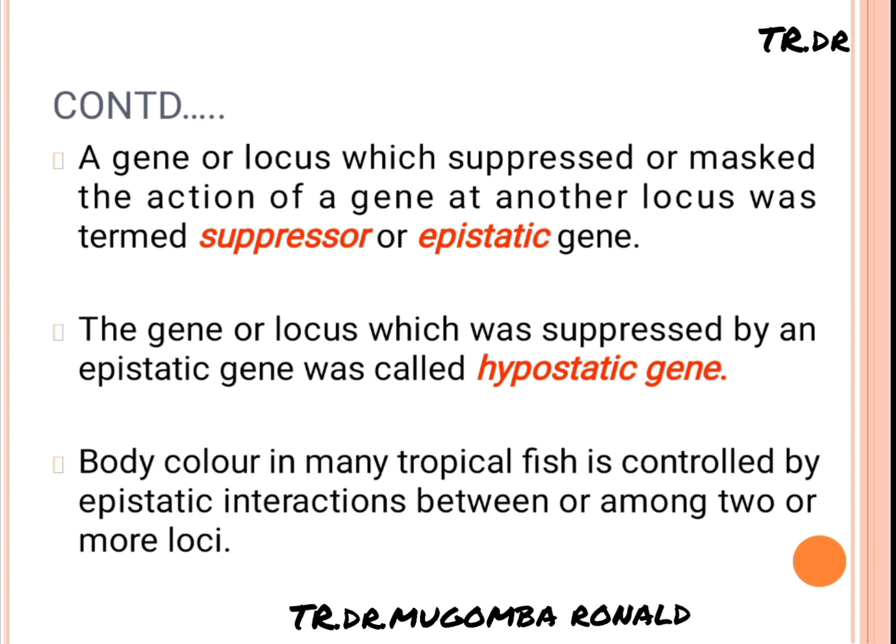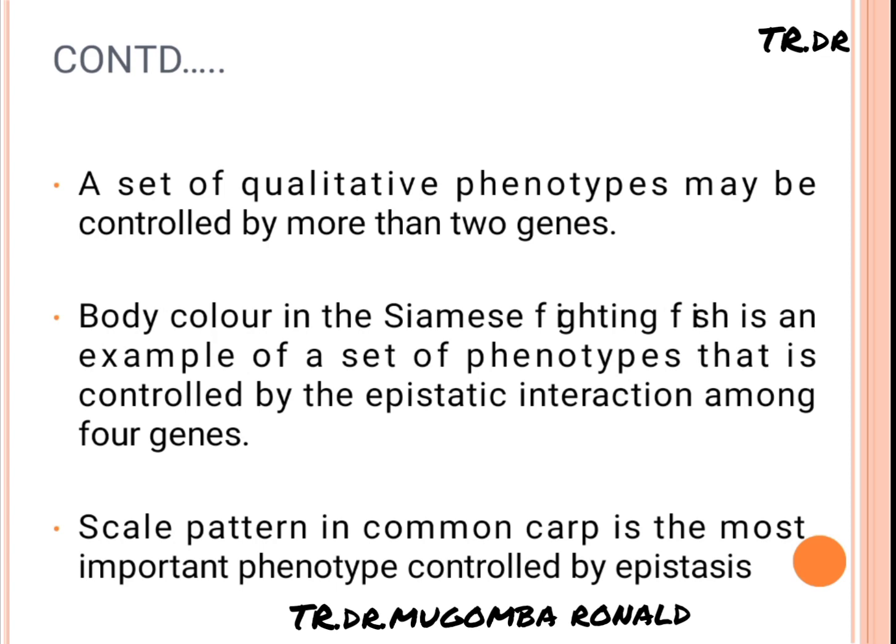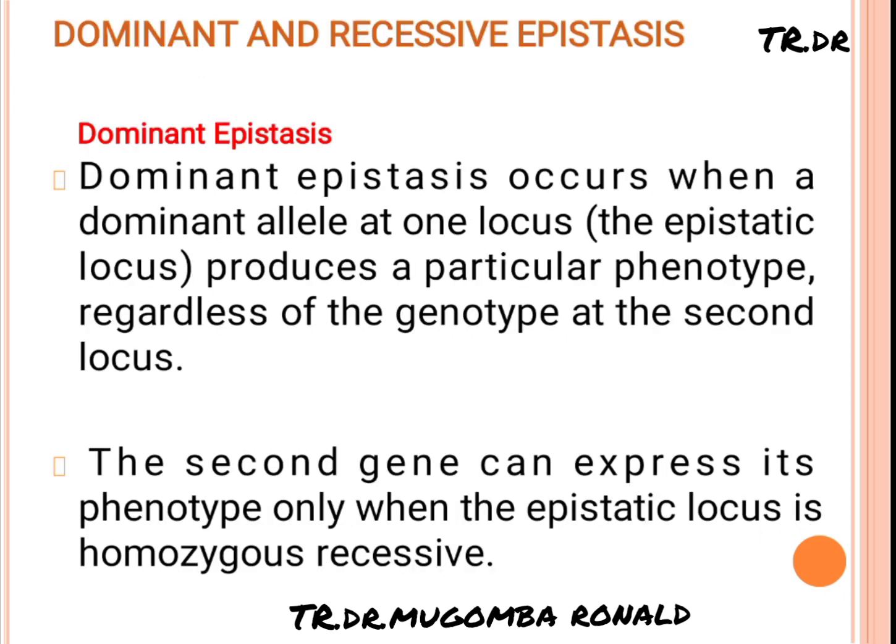Take an example. Body color in many of the tropical fishes that we have is controlled by epistatic interactions between two or more loci, as we are going to see. So we are going to look at the different examples of those epistatic genes. Take an example, a set of phenotypes that is controlled by epistatic interactions among 4 different genes. 4 different genes, that means that each of those genes has 2 allelomorphic forms, but they interact in a given way to bring about the different phenotypes that we are going to be seeing in the different organisms. So that is what we are going to basically be looking at.